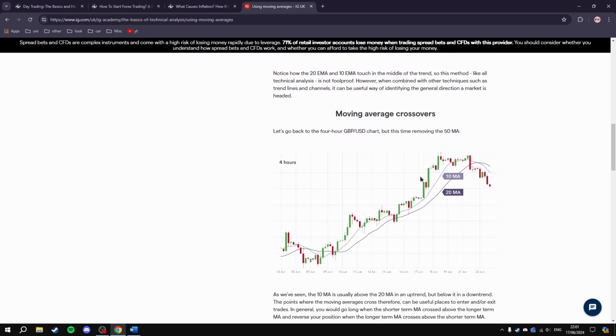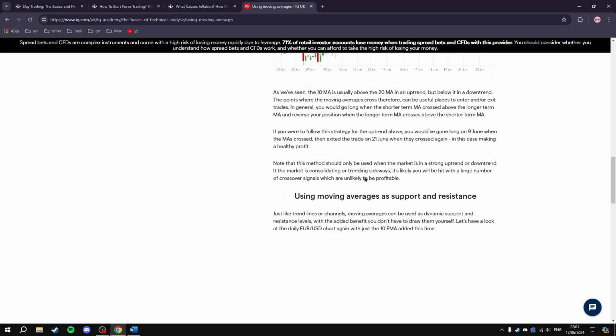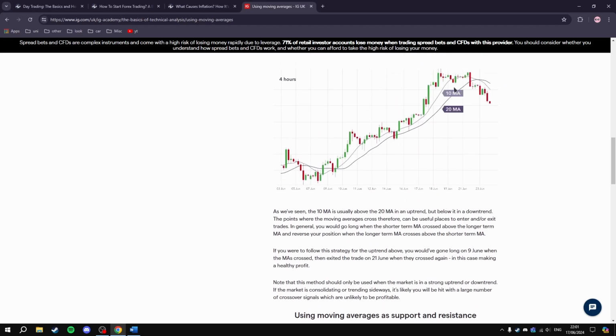So the 50 period exponential moving average is going to be above the 10 period exponential moving average. And we've got moving average crossovers, so this is where we can see a change in the trend direction if either the slower one or the fast one crosses over the other one. So over here, the 10 moving average is usually above the 20 moving average in an uptrend, but below it in a downtrend. We can see somewhere over here it starts to cross. So the 20 moving average is going to go above the 10 moving average. That means there could be a reversal in the trend, going from an uptrend to a downtrend.